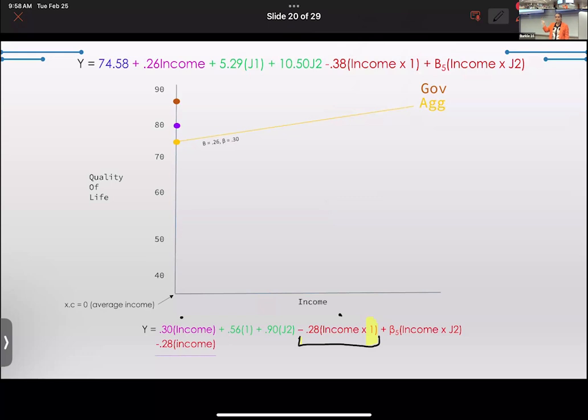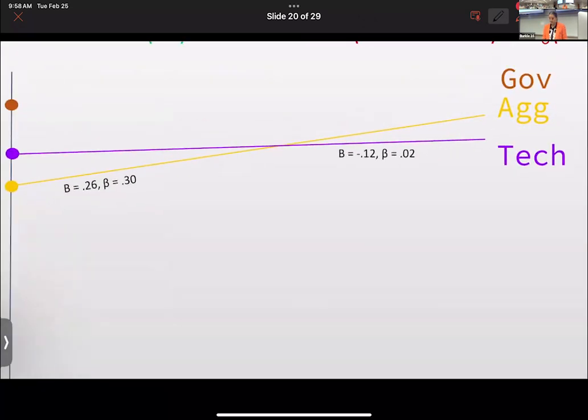0.30 income minus 0.28 income, and we're left with a slope of 0.02. There's the slope for tech, okay? So it's negative 0.12 unstandardized, 0.02 standardized. Good so far? I told you, nuance, just a lot of pieces. Plug in your ones or your zeros. Picking up an assumption, assumptions wise, verify multicollinearity.